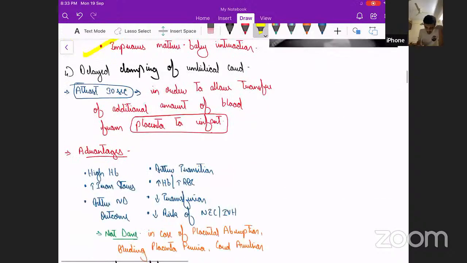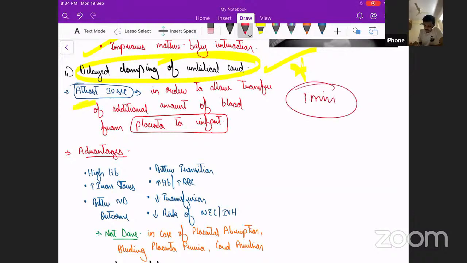Next is delayed cord clamping, what we read as umbilical cord management, correct? In one of the four pre-birth questions, this was one of the things. So what does it say? At least 30 seconds and up to 1 minute. Up to 1 minute is preferred. This allows transfer of an additional amount of blood from placenta to infant, especially in a country like India, wherein the feeding practices are not fine, even the complementary feeding practices are not fine, and most of the infants end up with anemia.